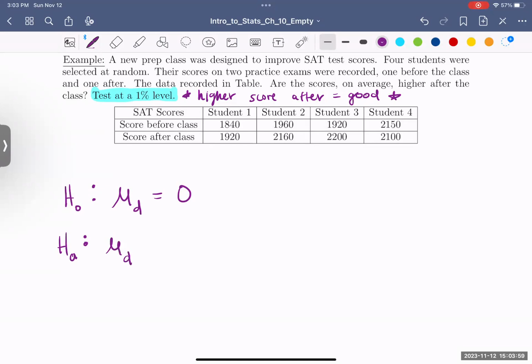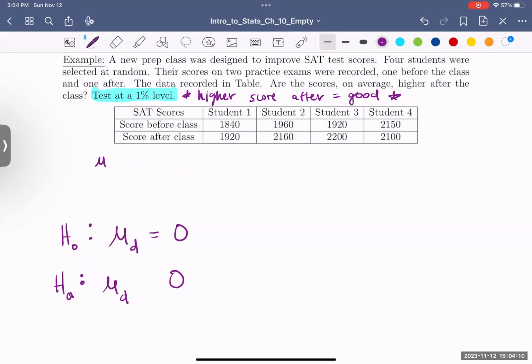Our alternative is going to be comparing the mu sub d to 0 still. But we need to tell, do we want this to be negative mu sub d? Well, mu sub d is our befores minus our afters, because that's how our data was displayed. It's the first sample minus the second sample. So let's pick one of these that was a quote unquote good result. This person increased. That's good. We want their score to increase. This person increased, this one decreased. So we could check any of the first 3.